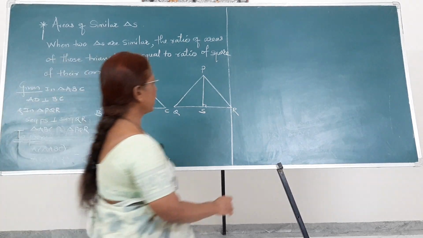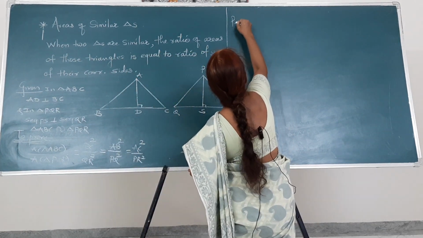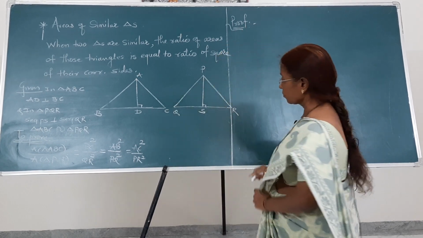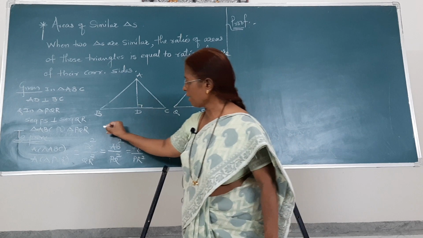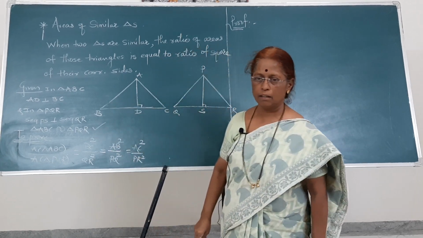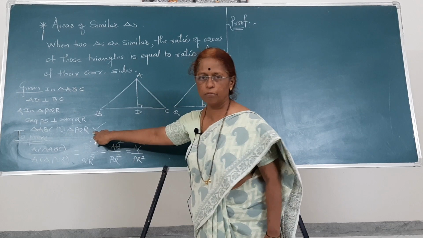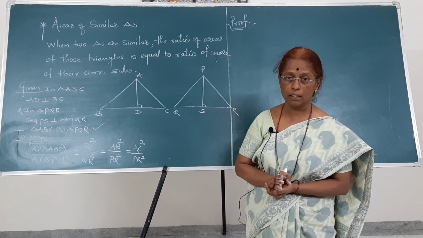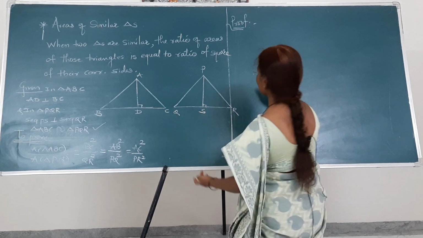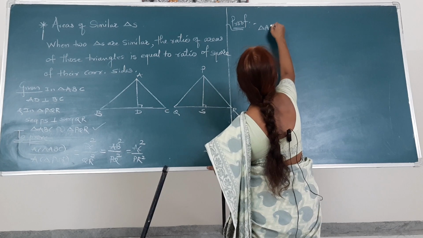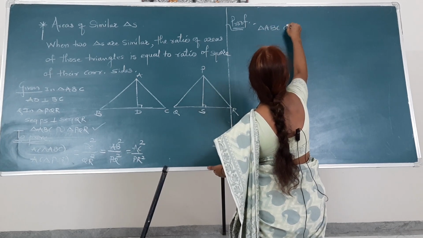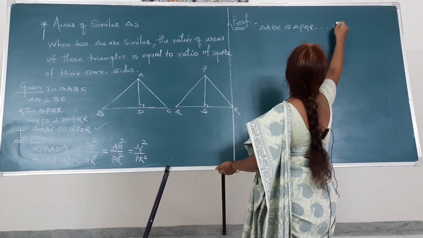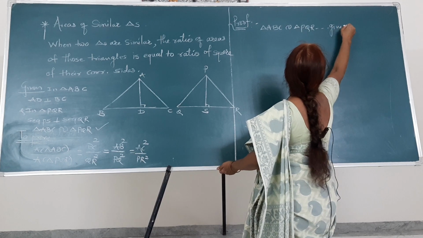Proof. We'll write here proof. Children, we have to start from our given. We'll begin with the given in the proof. What is given? When the triangles are similar to each other. The thing is that these two triangles are similar to each other. Means triangle ABC is similar to triangle PQR. So this is the given thing. We'll write here the support as given.